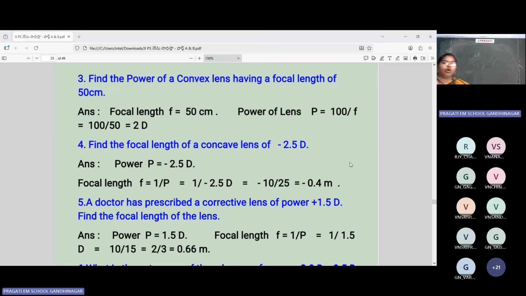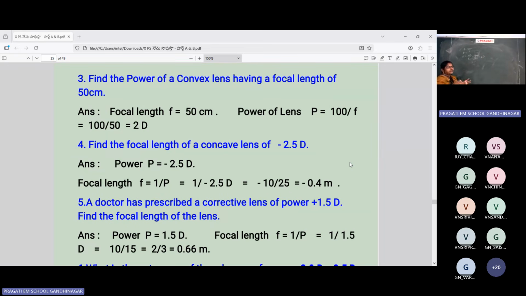Find the power of the convex lens having a focal length of 50 centimeters. Here focal length is given. In the previous problem, the power was given. Now the focal length is given as 50 centimeters. F is equal to 50 centimeters. He asked power. P is equal to question mark. Since focal length is given in centimeters, you have to use the formula P is equal to 100 by F in centimeters. That is equal to 100 by 50, which is equal to 2. The SI unit of the power of the lens is diopter, D. So P is equal to 2D.